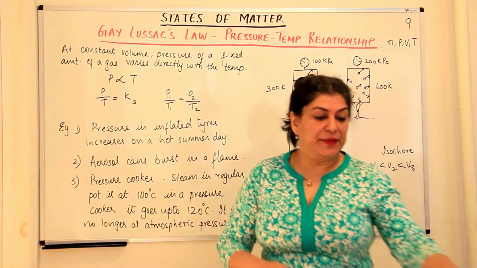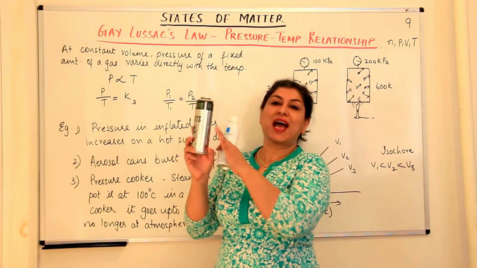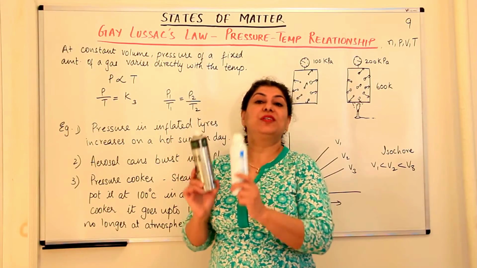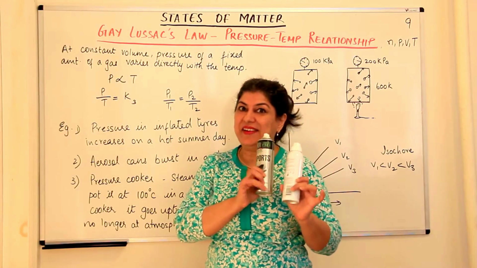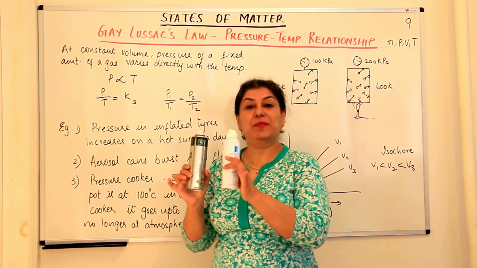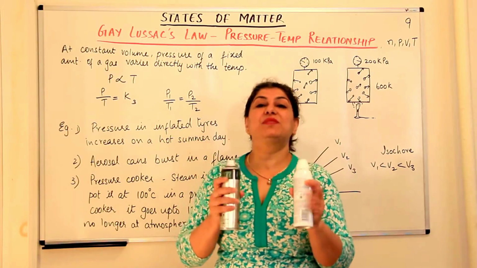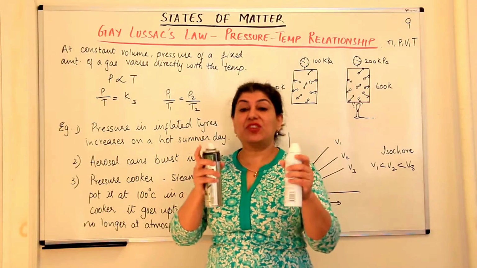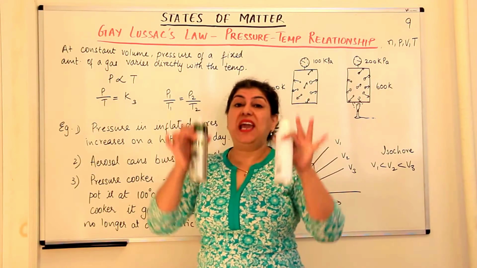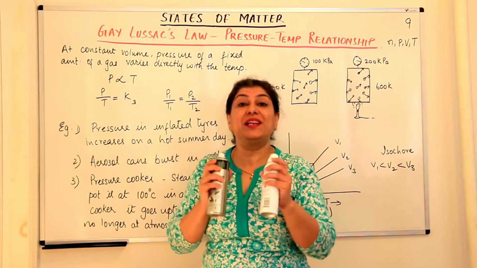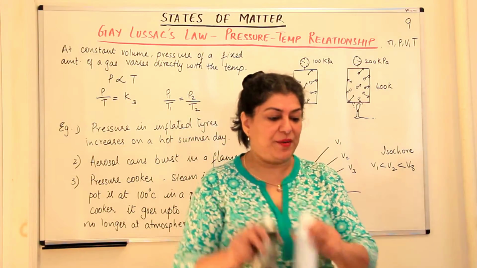A second example is aerosols. If you look at them, you would notice they always have an instruction: do not put this in flame. Store it in a cool place. Why? Because aerosols are cans in which gas has been pressurized so much that it turns into a liquid. It's actually a gas which is behaving as a liquid under pressure.